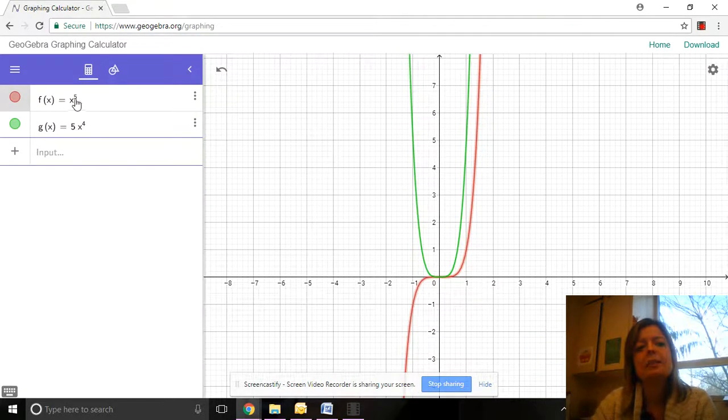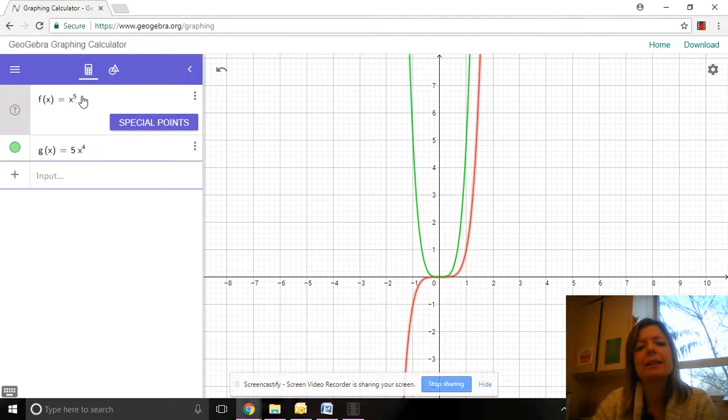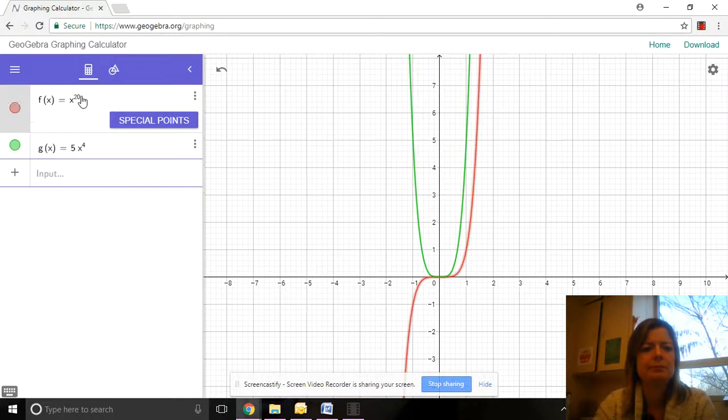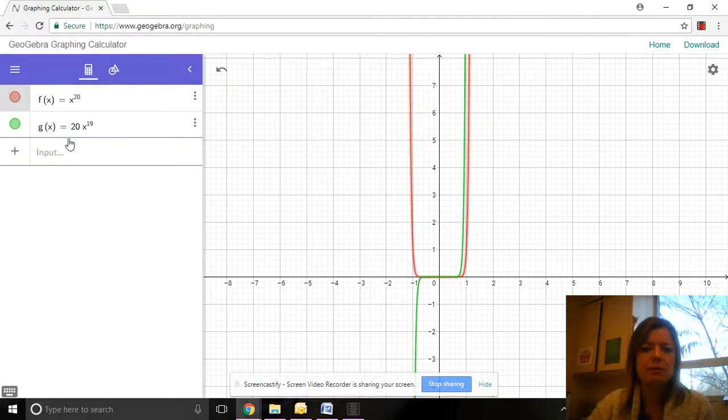So it looks like we're taking this exponent and making it a coefficient, and then the exponent is now 1 less than before. So let's try x to the power 20. Yep, same thing. Now 20 is the coefficient, and our exponent has reduced by 1. So that is a rule for finding the derivative of any polynomial expression, x to the power n.